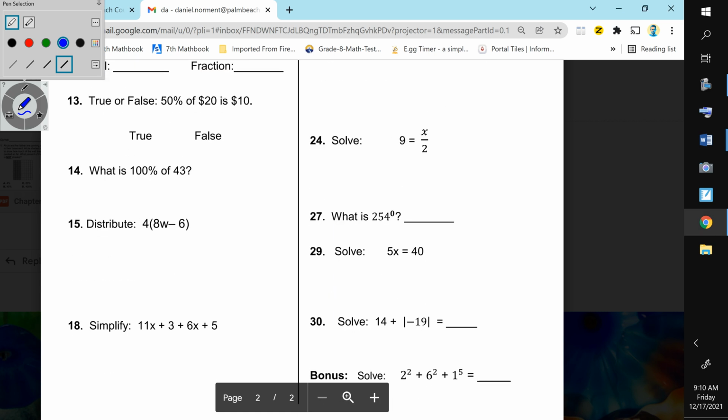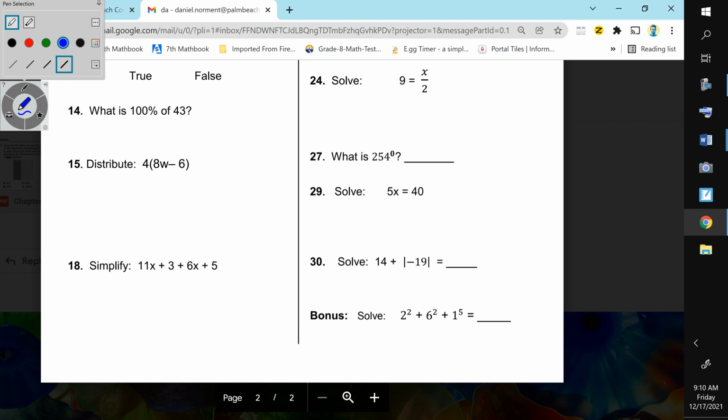24, what's the opposite of dividing by 2? Times 2. Multiply both sides times 2, cross out the twos. Do that and you're done. 27, everything to the 0 power equals a specific number. Number 29, the opposite of times 5 is dividing by 5. Divide both sides by 5 and you're going to get x equals whatever your answer is. That's what you have to do.